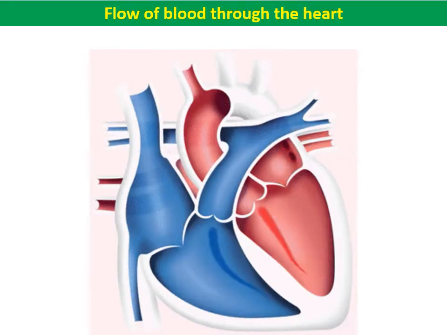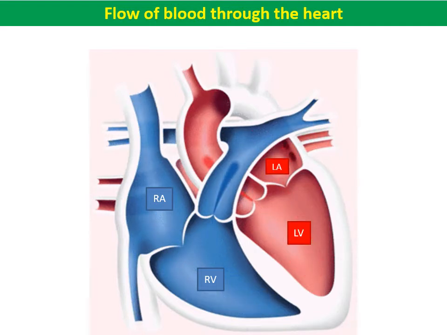Now we will discuss the flow of blood through the heart. As all of you know, the heart is divided into four chambers: the right atrium, the right ventricle, the left atrium, and the left ventricle. In this picture you can see two colors, a bluish shade and a reddish shade. The bluish shade means the blood is deoxygenated, that is, it contains less oxygen, or more carbon dioxide.